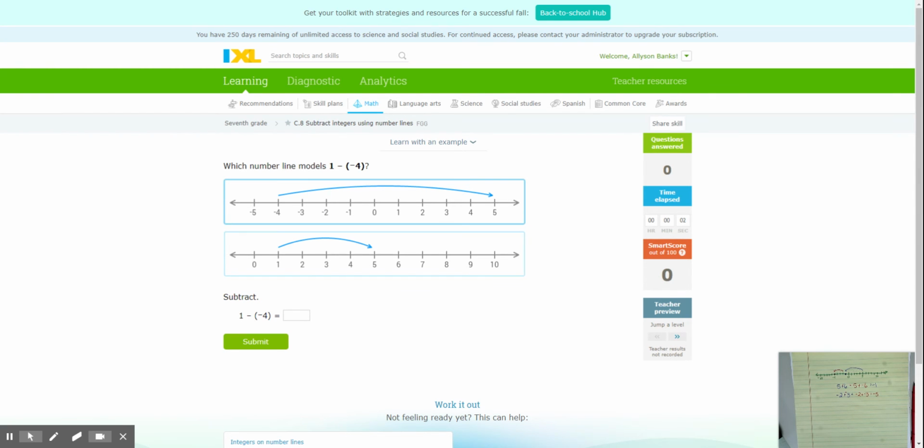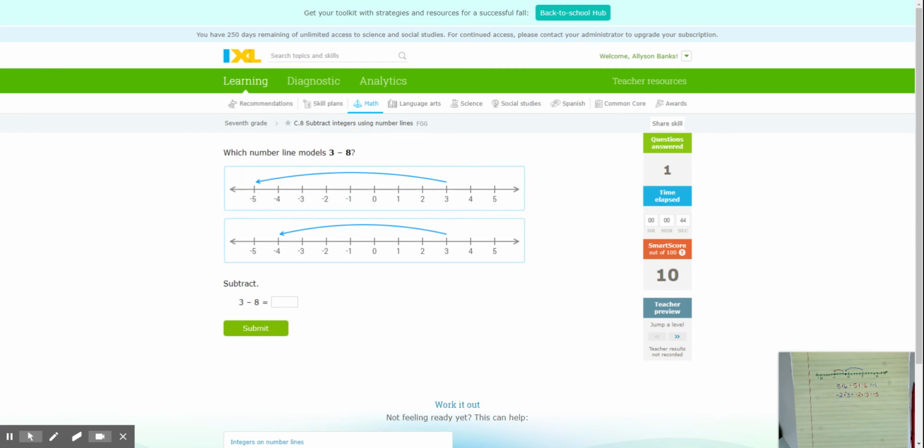Okay, so if you look at our number lines, which number line models 1 minus negative 4? So I'm going to get my pen here and say change. So now that's 1 plus positive 4. This one starts at 1 and it goes to the right because it's a positive number now, because taking away a negative is the same thing as adding a positive. So plus positive 4, 1, 2, 3, 4. So our number line is this one and it ends up at 5.